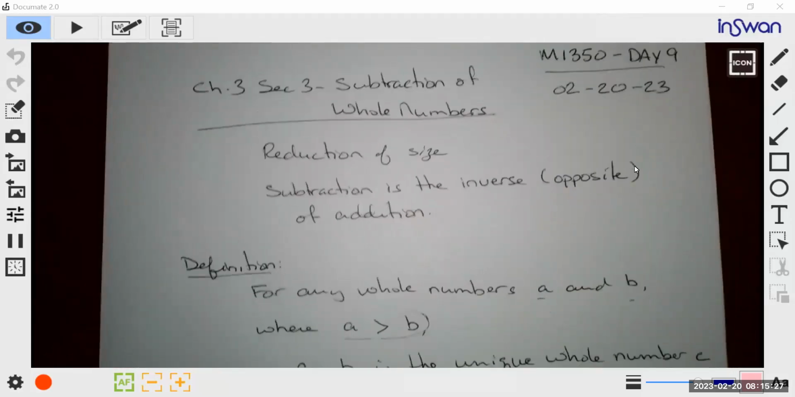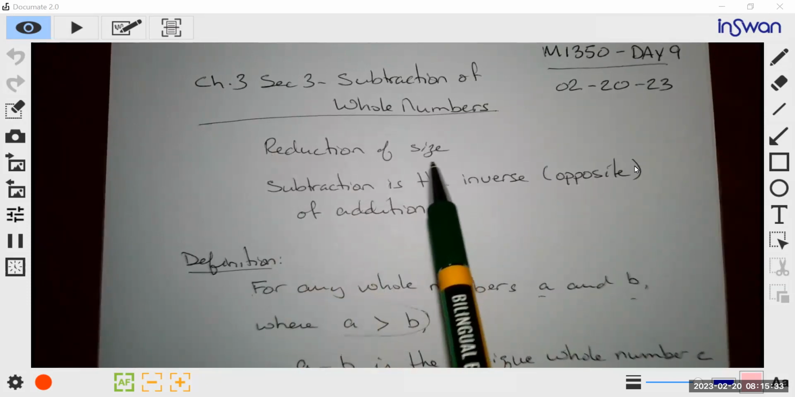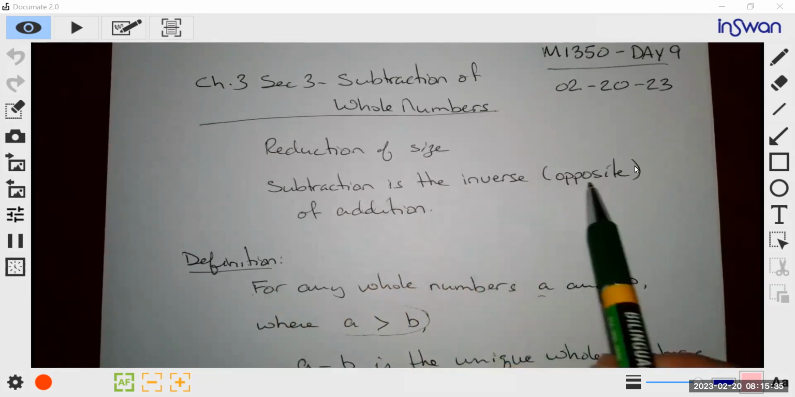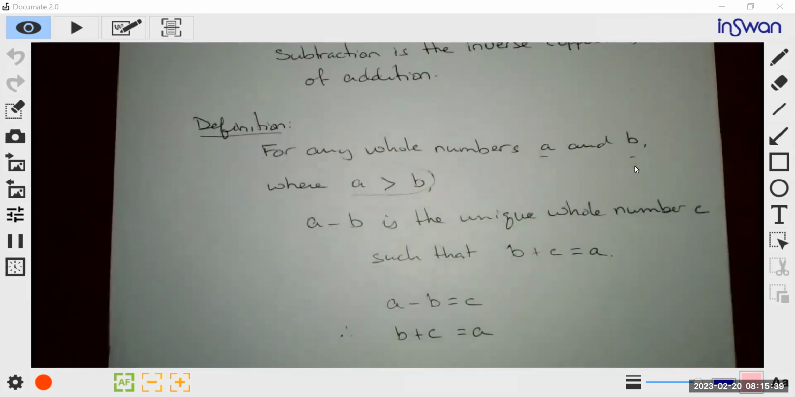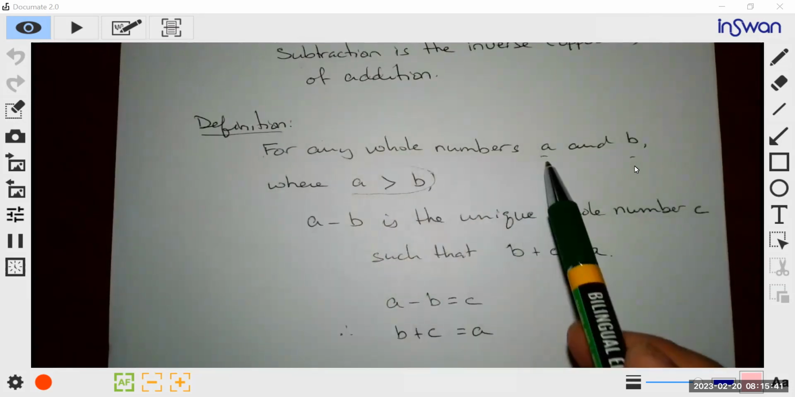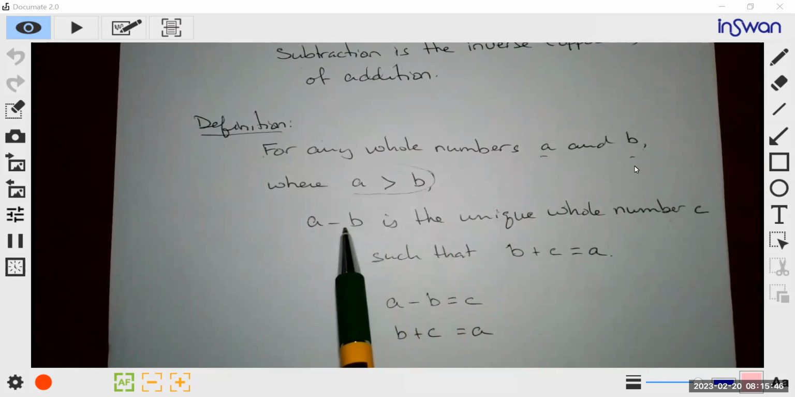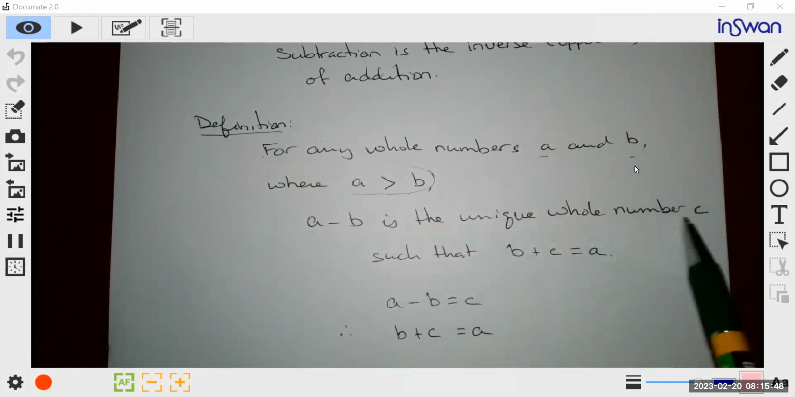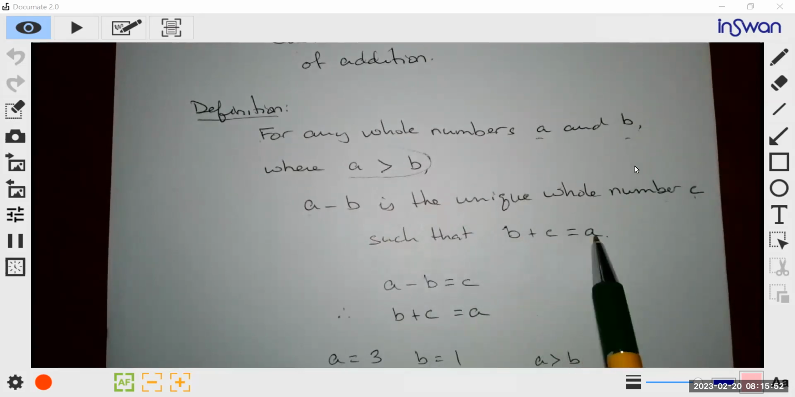Okay, let me repeat. Today we're going to do section 3, subtraction of whole numbers. Subtraction simply means reduction in size. It's the inverse, the opposite of addition. The definition of subtraction is, for any whole numbers a and b, where a is bigger than b, a minus b is the unique whole number c, such that b plus c equals a.